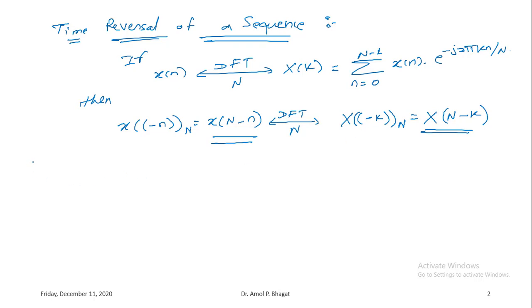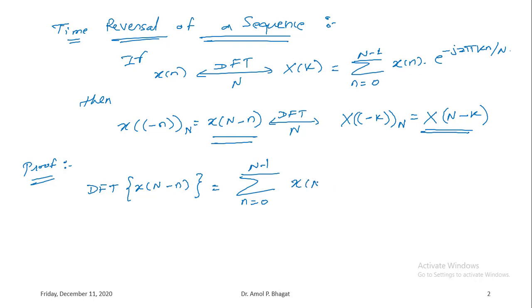Okay, so let's try to prove this property. So we'll see its proof here. Here we are interested in identifying the N-point DFT of the sequence x of capital N minus small n. So we'll take the DFT of x of capital N minus small n. As per the DFT formula, we can write small n equals 0 to N minus 1, simply in place of this x of n, we'll write x of capital N minus small n, into e to the power minus j 2 pi k n by capital N, right?